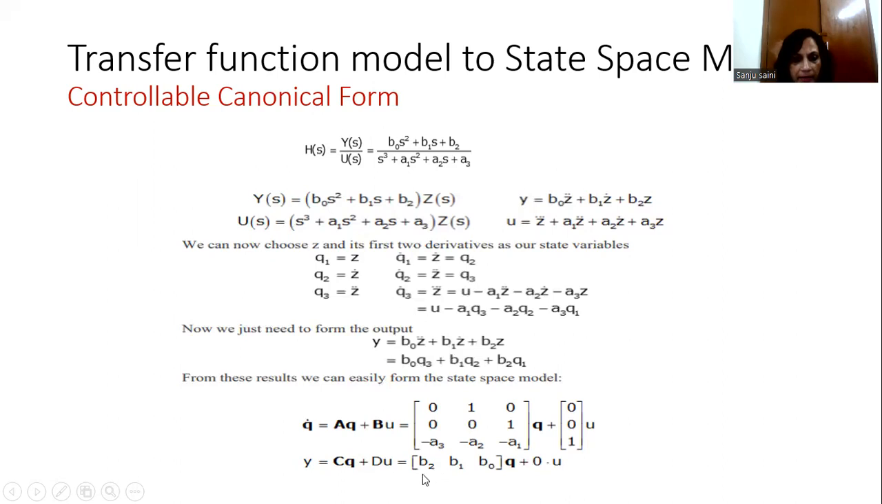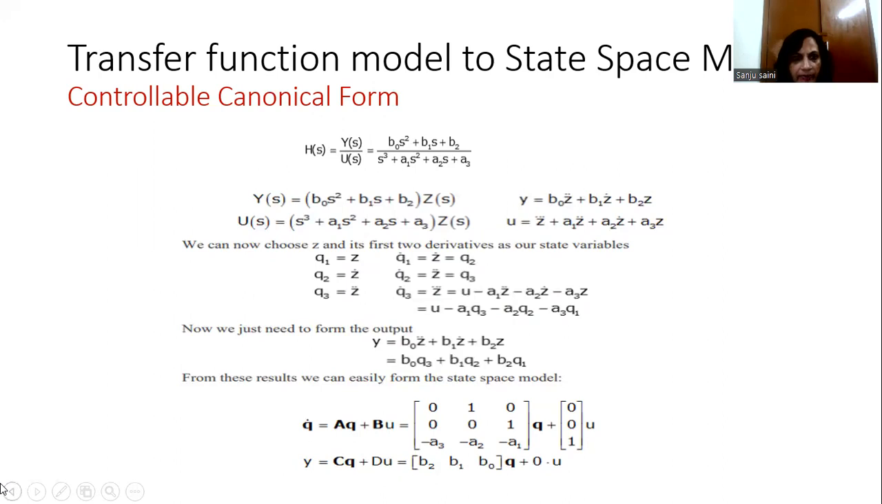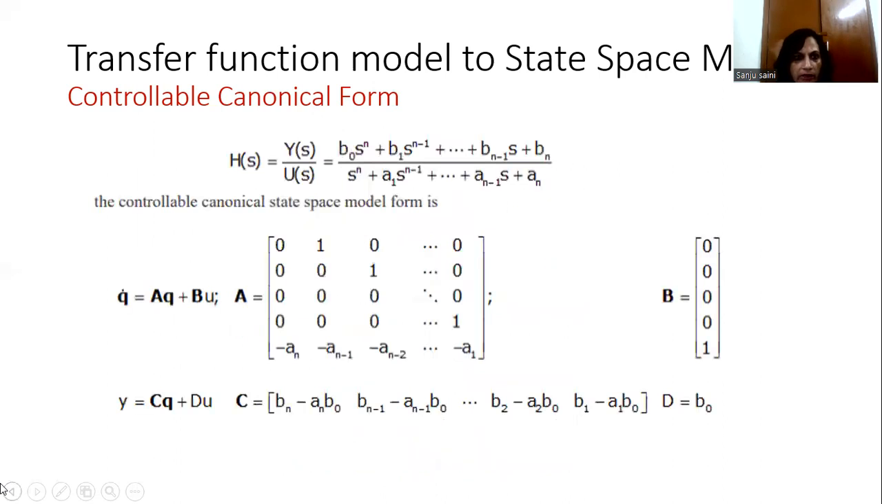When it gets multiplied by b2, b1 and b0, we'll get this equation, and it has zero dependence upon U. So the A matrix is this, B is this, C is this, and D is this. So that was the conversion of the transfer function model to the state space model in the controllable canonical form.